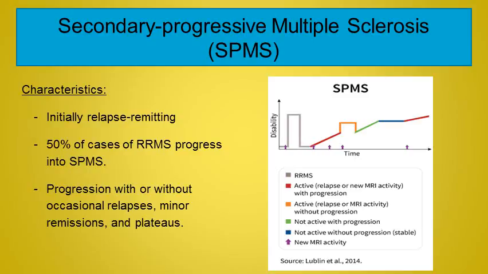The third is secondary progressive multiple sclerosis, or SPMS, characterized by initially relapse remitting, so it starts as the very first one, RRMS, and then progresses into SPMS. This is 50% of cases. Progression with or without occasional relapses, minor remissions, and plateaus.